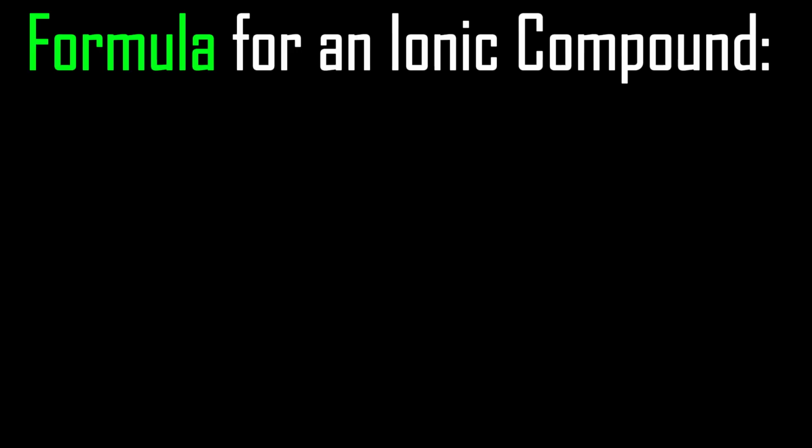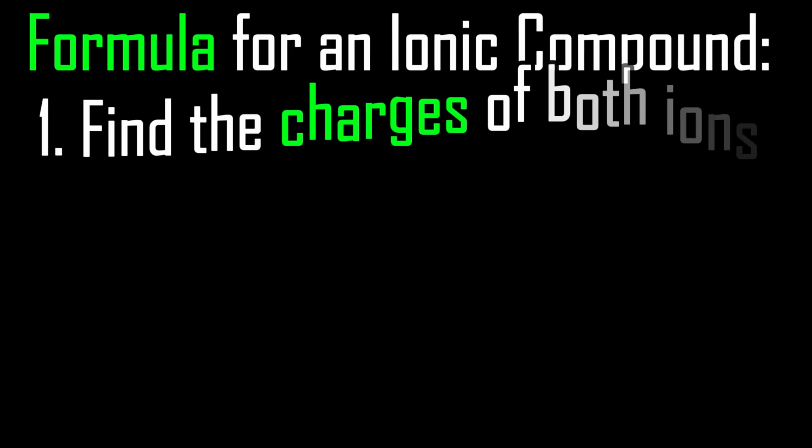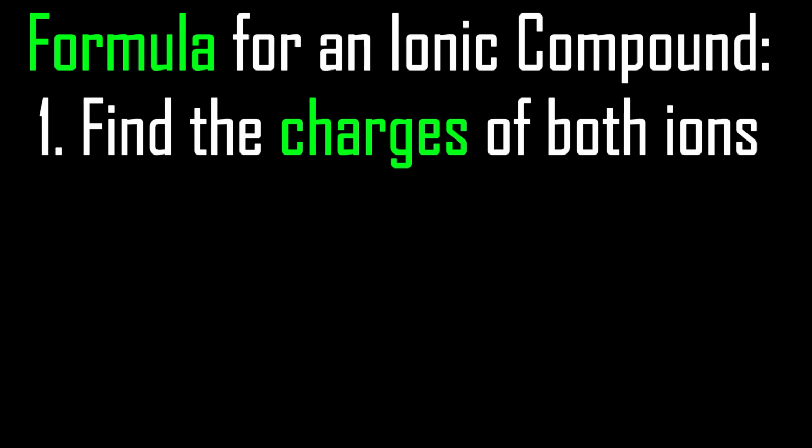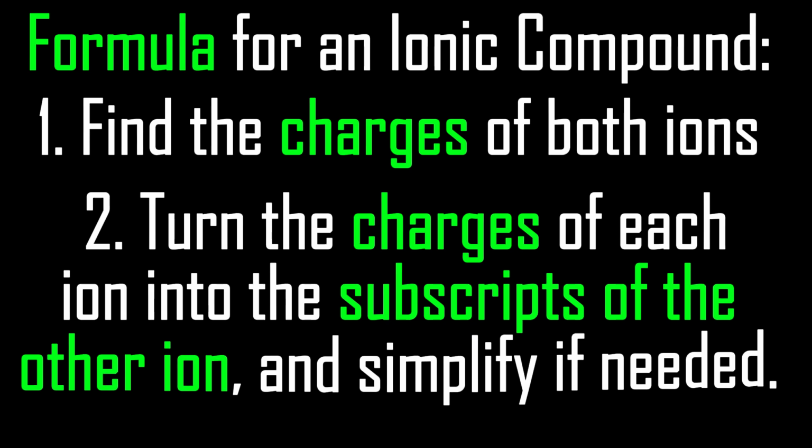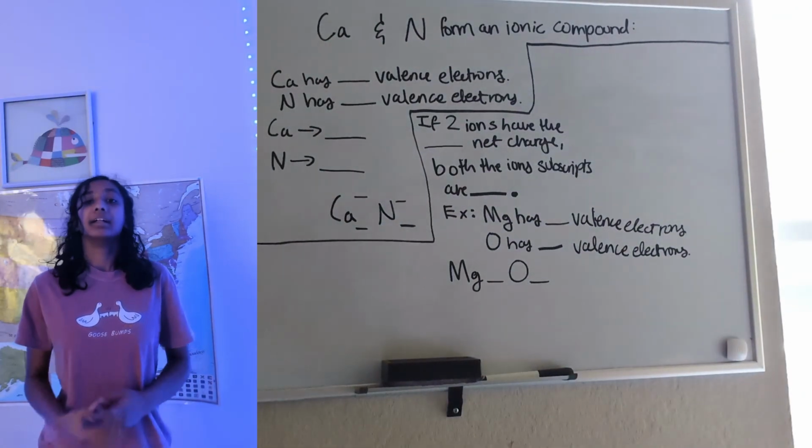So now we're going to talk about naming ionic compounds and finding their formulas. On the AP test, you may be given the name of an ionic compound and asked to find its formula, or vice versa. To find this formula, first you need to find the charges of the metal ion and the nonmetal ion in the compound. Then, you need to make those charges the subscript of the other ion. Let me explain how that works with an example.